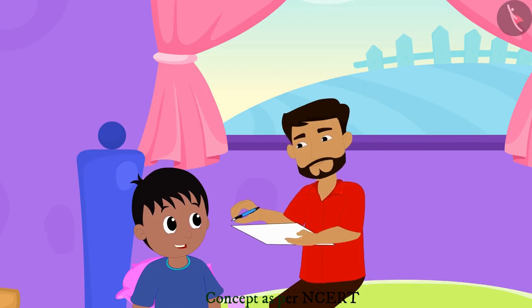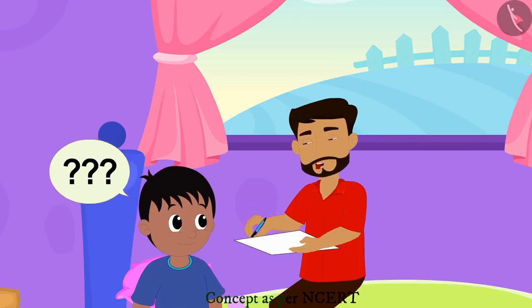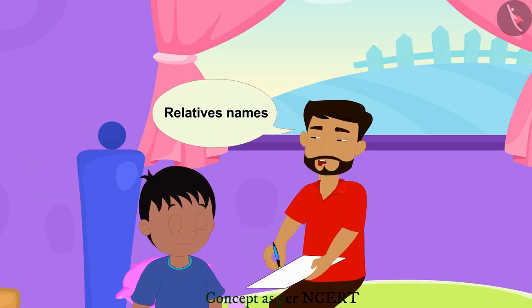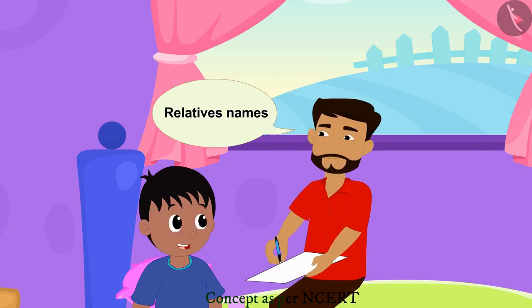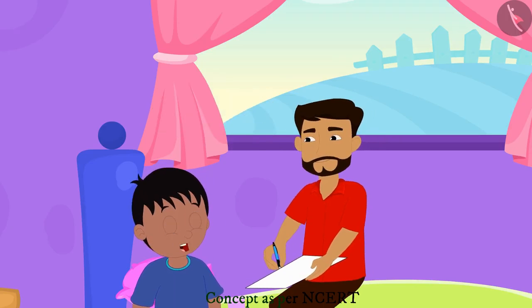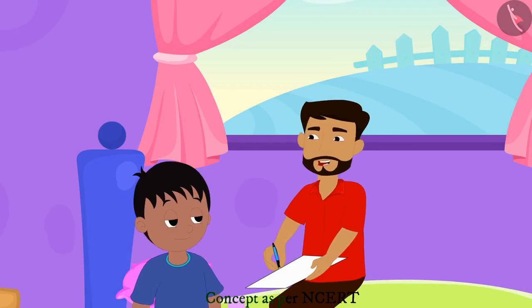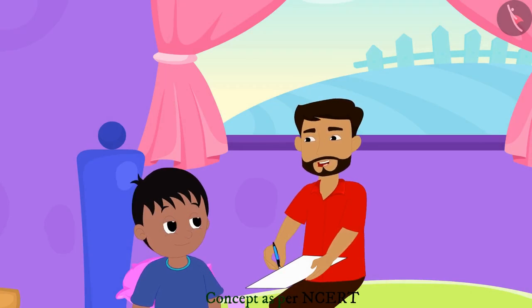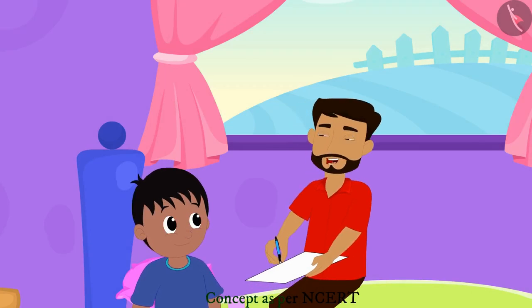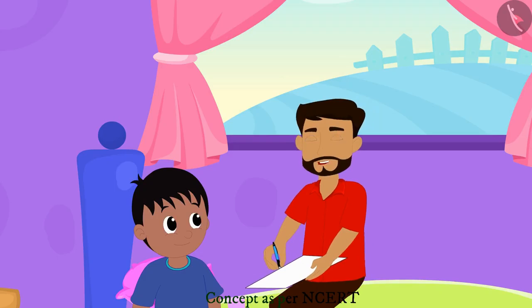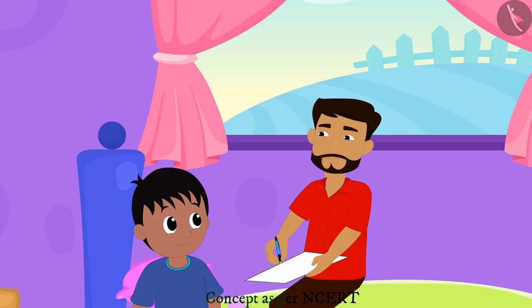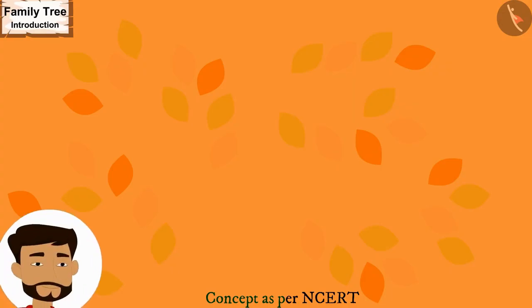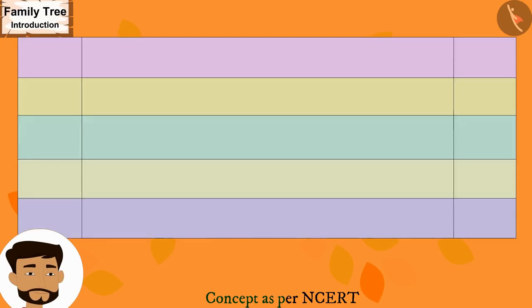Father, what are you doing? I am making a list of the names of all my relatives. So many people. What do I address them as? They all have a different relationship with you, Raju. So you cannot address them only in one way. Let me explain to you. Raju's father started making his family tree in this way on a paper.